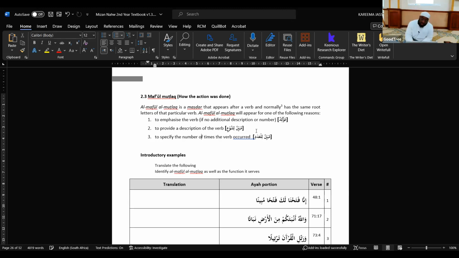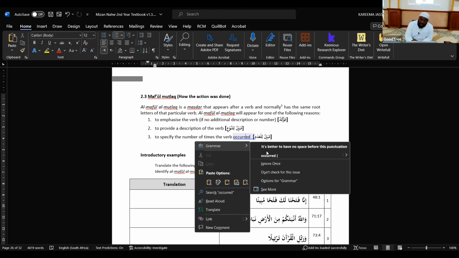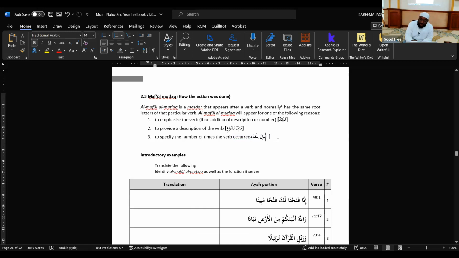Then the third reason would be to specify the number of times the verb occurred. And that you call مبين للعدد. And you know the word عدد by now, right? مبين للعدد. To specify the number of repetitions.